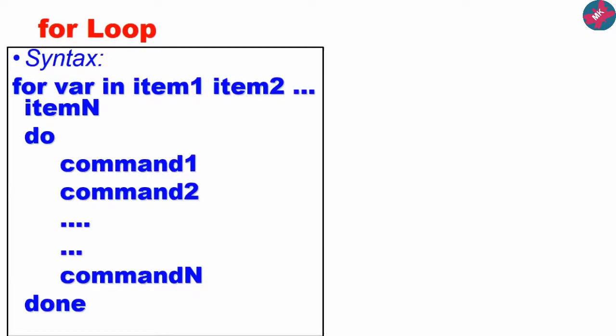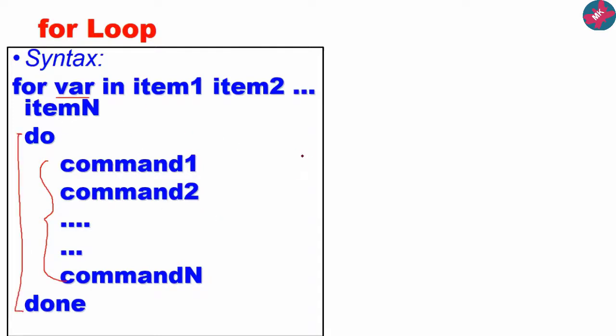So the first syntax is like this. This is a little bit different as compared to what we have learned in C. Observe here: for, then the keyword in is used, then item 1, item 2 till item n could be written, and then you have to write the multiple command statements within this do and done. So this is the syntax for this for loop.